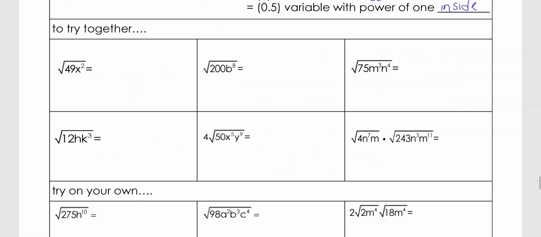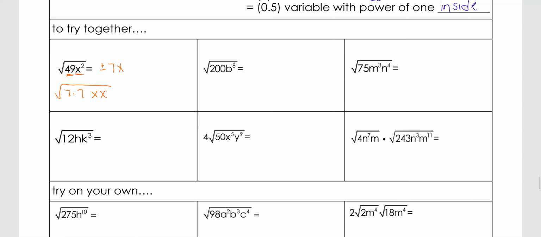All right, so let's try a couple examples together. The first one we have is the square root of 49x squared. We're going to factor both the 49 and the x squared. Both of these are conveniently perfect squares. So the square root of 49 is plus or minus 7, and the square root of x squared is x. The way we can write that out to show our work, if we are struggling at any point, is to put 7 times 7, x times x.